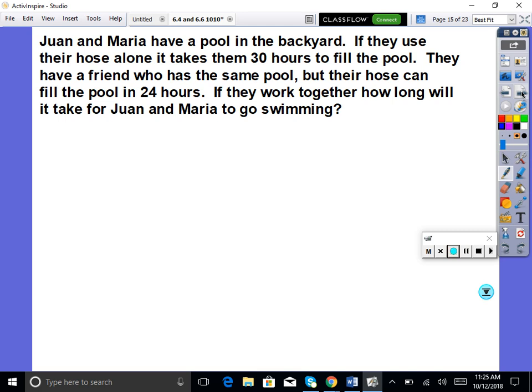So let's read it. Juan and Maria have a pool in a backyard. If they use their hose alone, it will take them 30 hours to fill the pool. They have a friend who has the same pool, but their hose can fill the pool in 24 hours. If they work together, how long will it take for Juan and Maria to go swimming? How would we set this up?